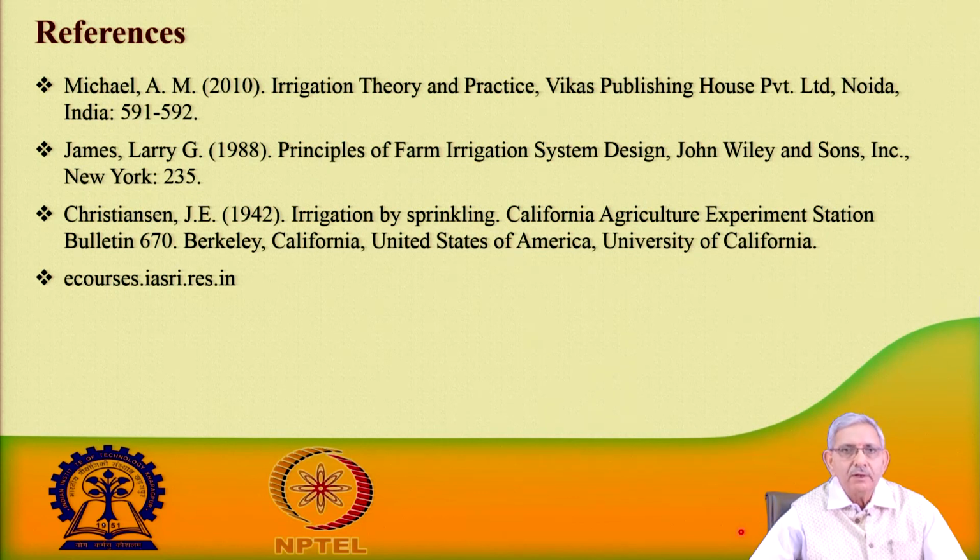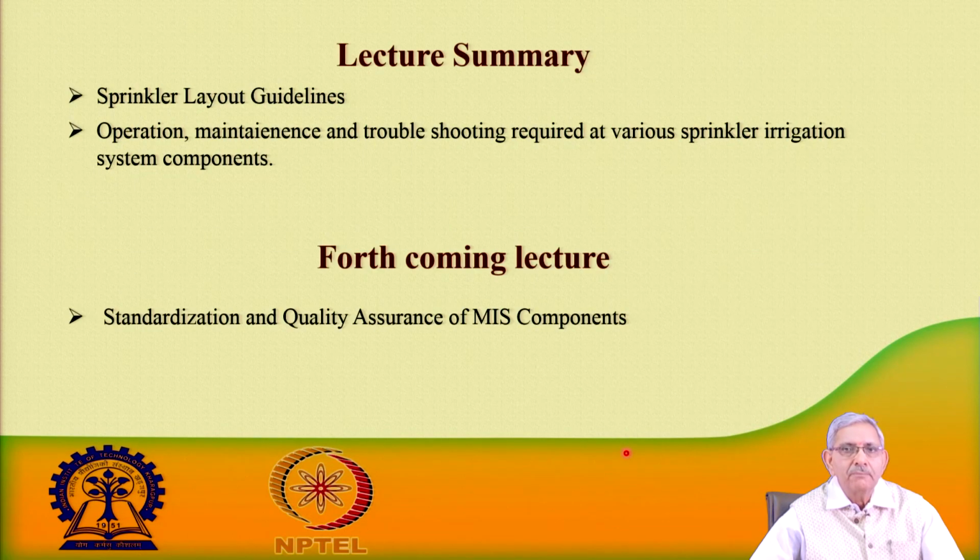So, for this particular topic, the different types of troubleshooting are very nicely discussed in this particular reference, and for the layouts one can refer to the Principles of Farm Irrigation System Design. There are other references available on the net that can also be seen. This is another book by Christensen JE. This book is also available on the net, you can see.